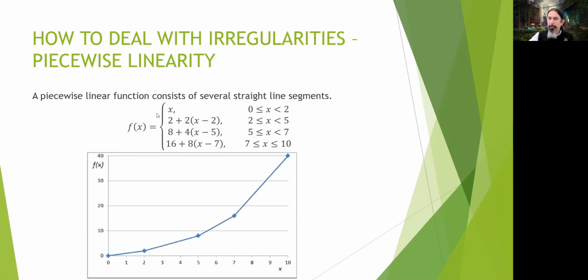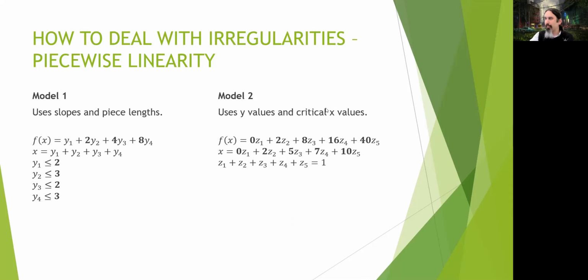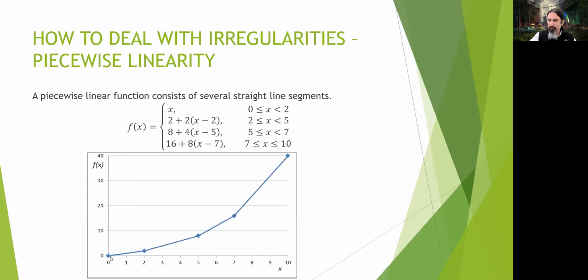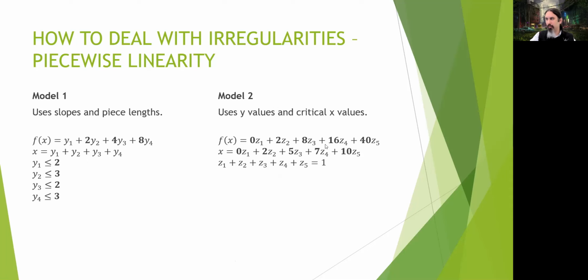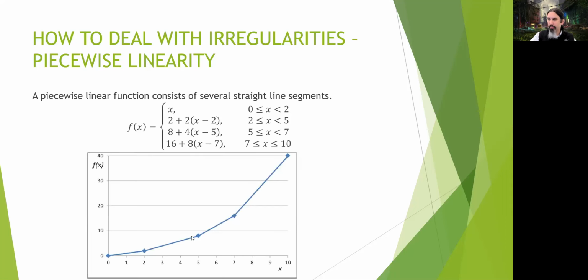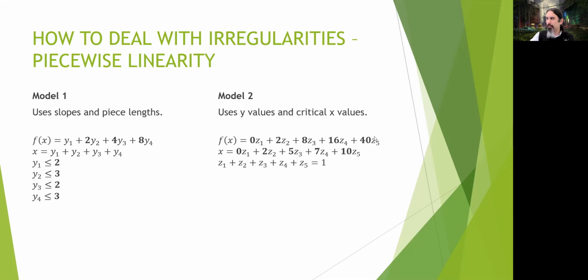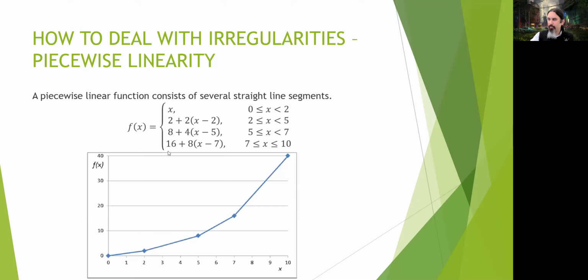Okay, you are just taking this piecewise linear function and separating it into your lengths and your slopes. And these values use the y values and critical x values. Critical x values are 0, 2, 5, 7, 10. You can see them over here as well. These are your critical x values. And your y values compared to these will be 0, 4, 8, 16, and 40. You can see them here. You can find these values using those critical values on the map anyway.